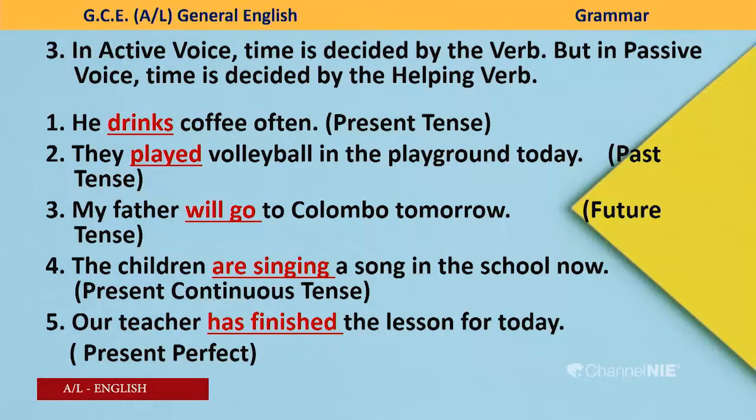He drinks coffee often. That is present tense. They played volleyball in the playground today. That is past tense. My father will go to Colombo tomorrow. That is future tense. The children are singing a song in the school now. That is present continuous tense.